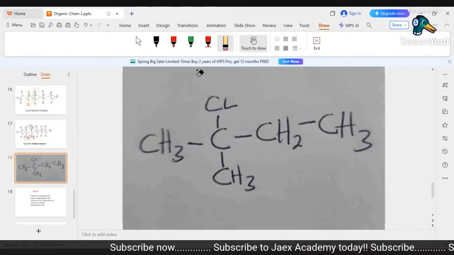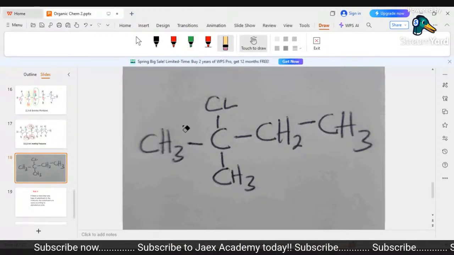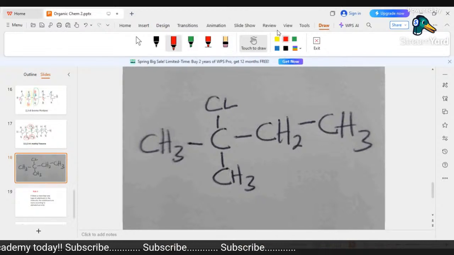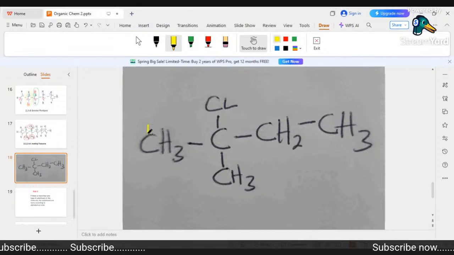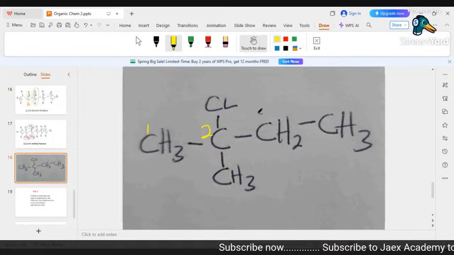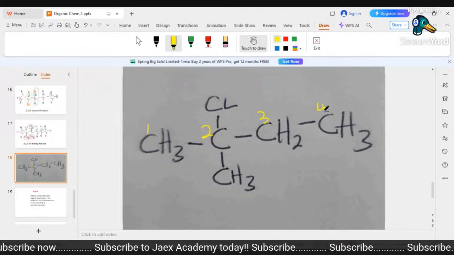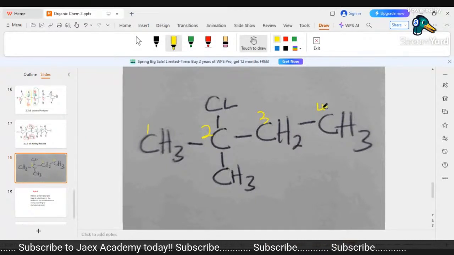So I was saying that if you are given a compound like this, please don't run away. Apply the rules. So the first rule is to name all the carbon atoms, count them rather. This is 1, this is 2, this is 3, and this is 4.